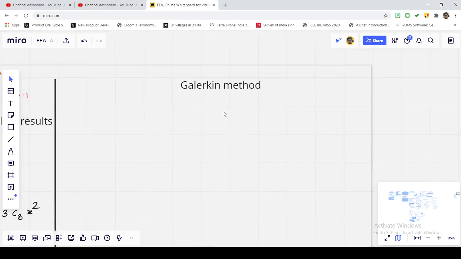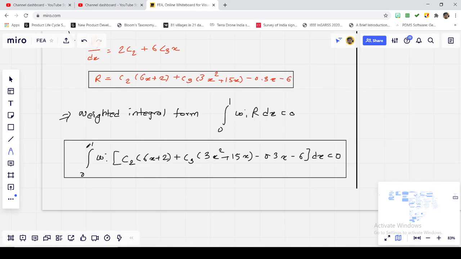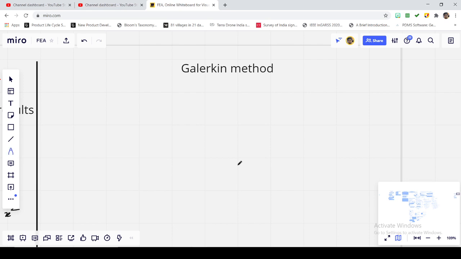In this video, we are going to start with the Galerkin method. Till now, we know that we have the weighted integral form. So this is the weighted integral which we found, and for Galerkin we need to decide what will be this Wi. For Galerkin the rule says Wi will be coefficients of Ci in equation y.